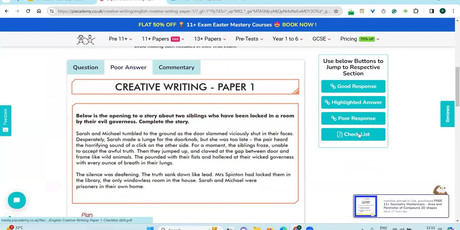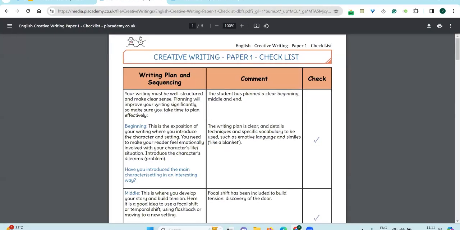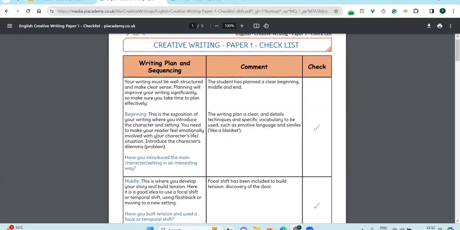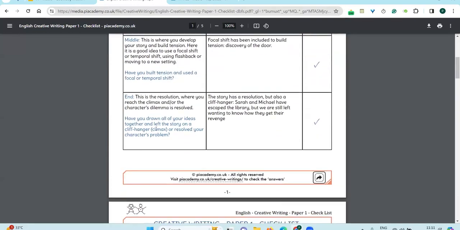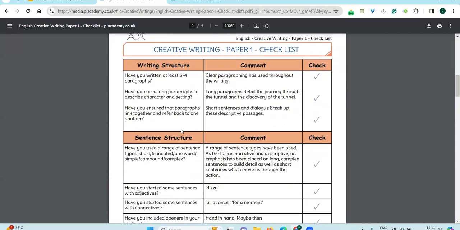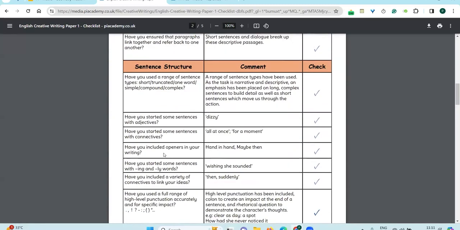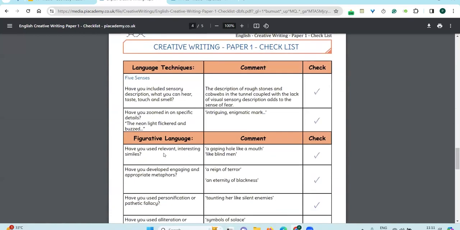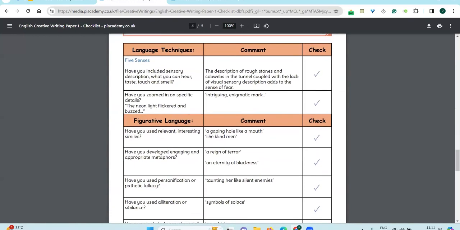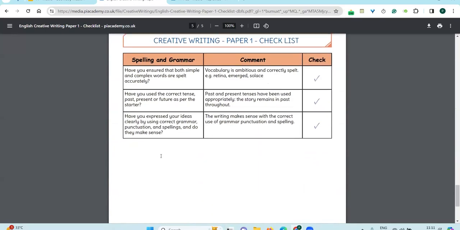And we also have a checklist under creative writing, and this is free for all of us to view and download. In this checklist, we show you how to plan your writing. There has to be a beginning, a middle, and an end. Then we also talk about the writing structure and the sentence structure. We talk about vocabulary. We make sure that you have used language techniques, figurative language, and that you've used the right spelling and grammar.